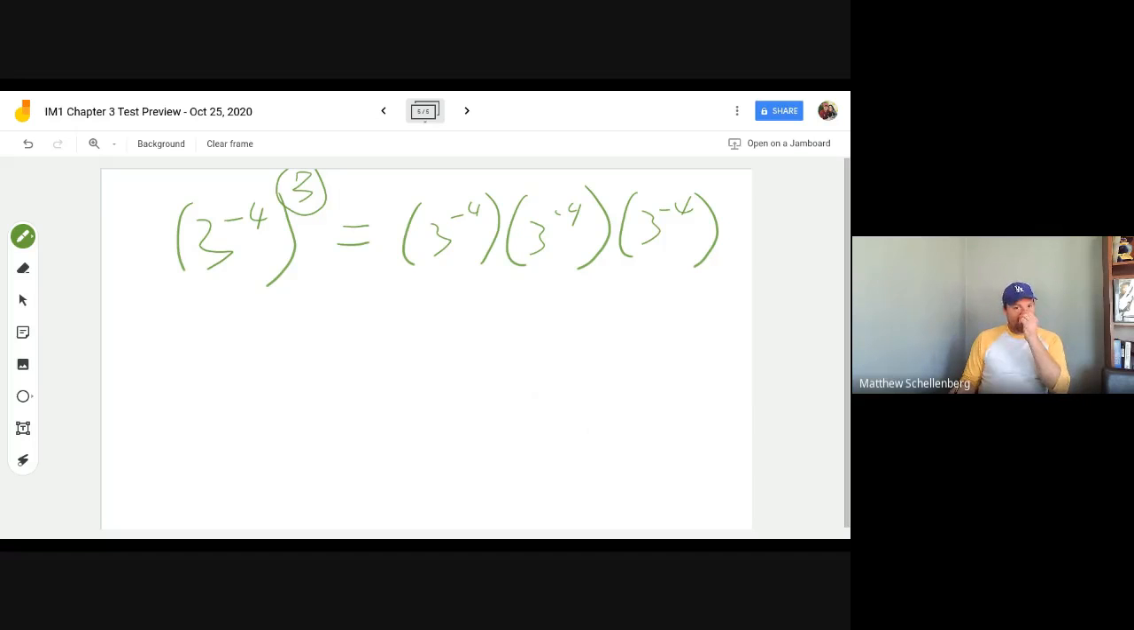Well, what is 3 to the -4? What we talked about in class is that a negative exponent actually flips it. It makes it inverse. But Mr. Schallenberg, how do we flip there? 3 is not a fraction. Well, it can be if you want to think of it that way. Remember, 3 is just 3 over 1. And so what that means is that this actually ends up being 1/3 to the 4th power times 1/3 to the 4th power times 1/3 to the 4th power.